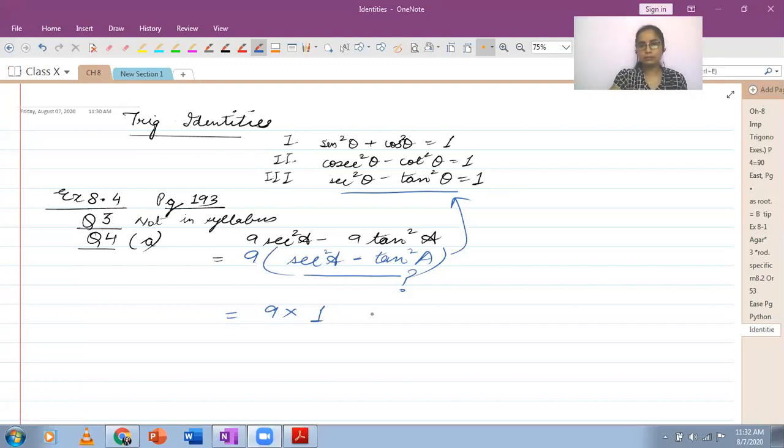What will be the answer? 9. Now you can pick the option. Which option is the correct one? B part. Option B is the correct option.